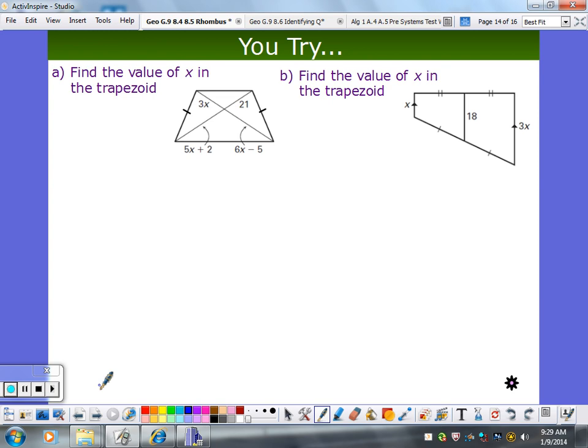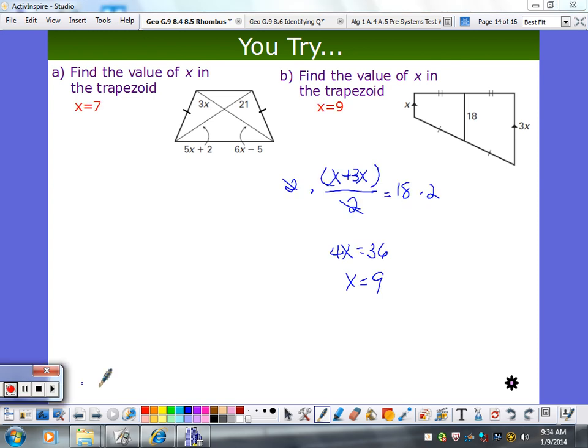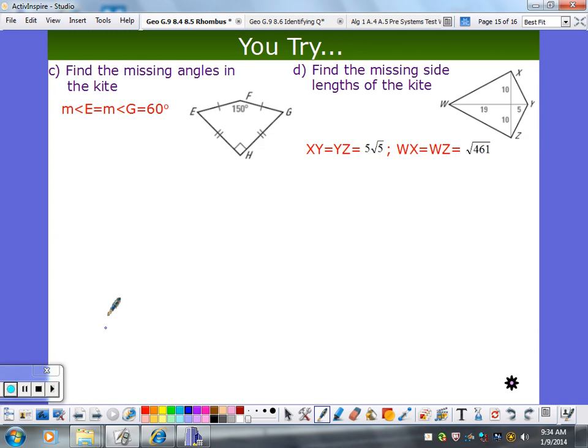We can do these. There are 4 of them here. So you want to keep your properties and theorems handy, and give these a try. What we got here, X is 7, X is 9 for A and B. We got, let's see, I got 60, is that right?